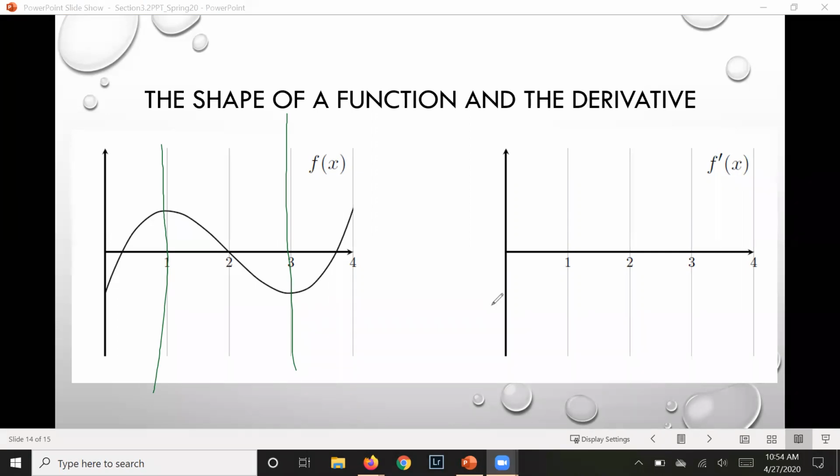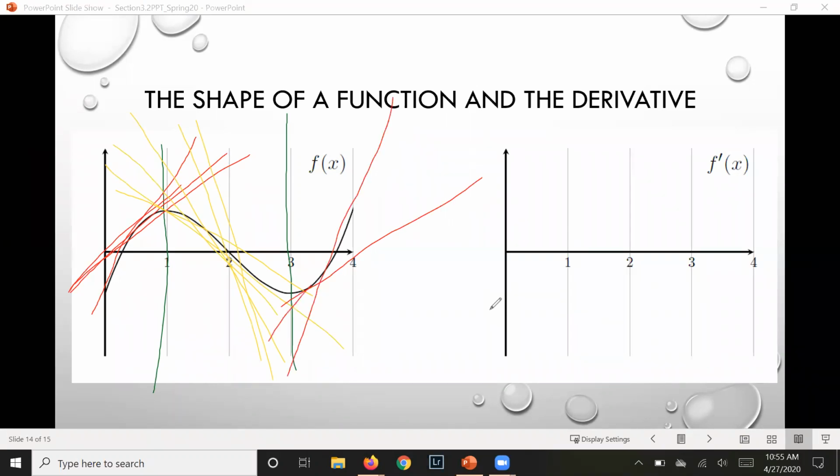So notice, first of all, to the left of the first line, any tangent line I draw seems to be sloping up. So all the tangent lines there have positive slopes. We get to 1, and then to the right of that, all the lines are now sloping down, so we have negative slopes there. And then we get to 3 and continue on past 3, we again start to get positive sloping tangent lines, right?